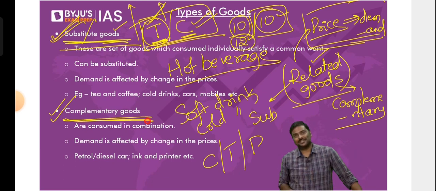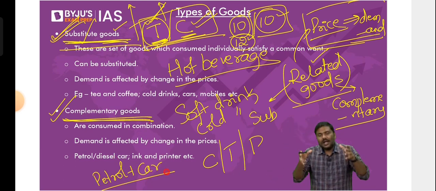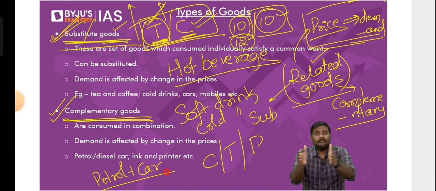Second set of goods, complementary goods. Best example, petrol and car. The complementary goods are those set of goods which have to be combined for consumption. I'll repeat the statement here. These are a set of goods which have to be combined in order to consume them.